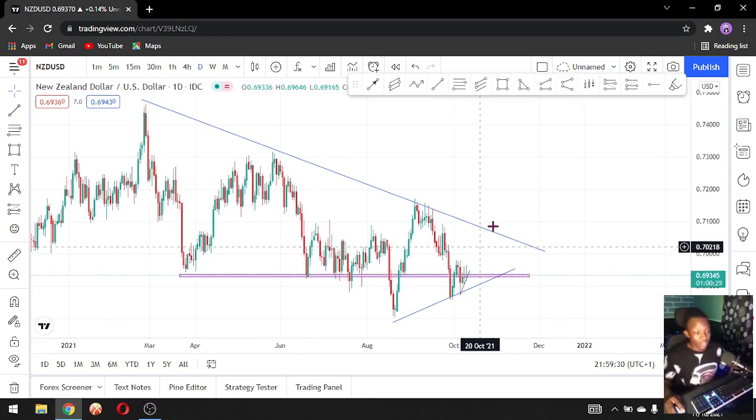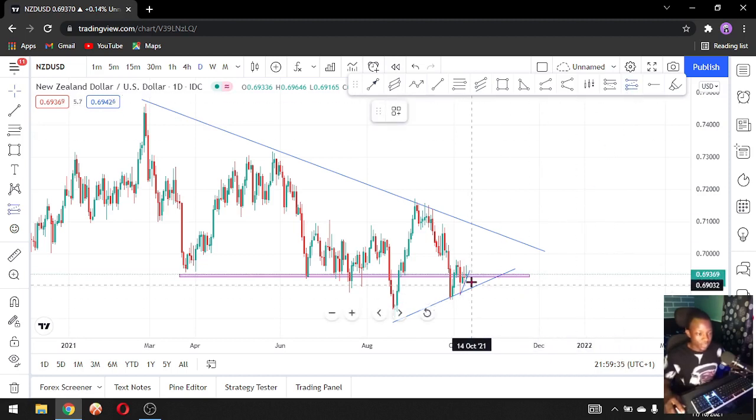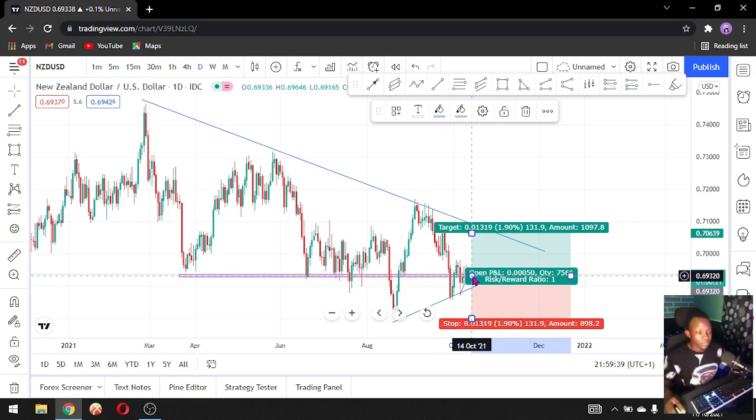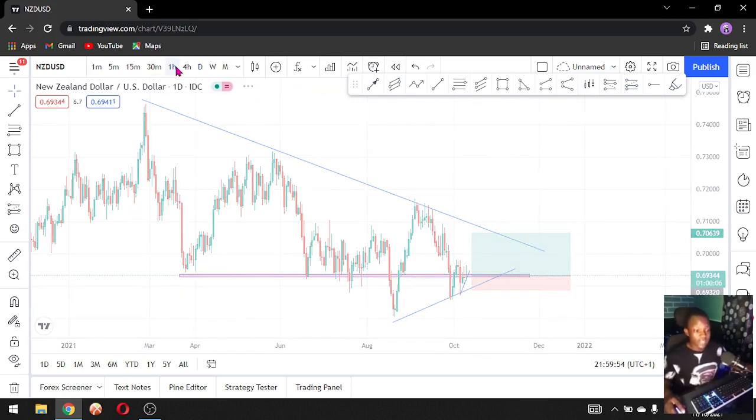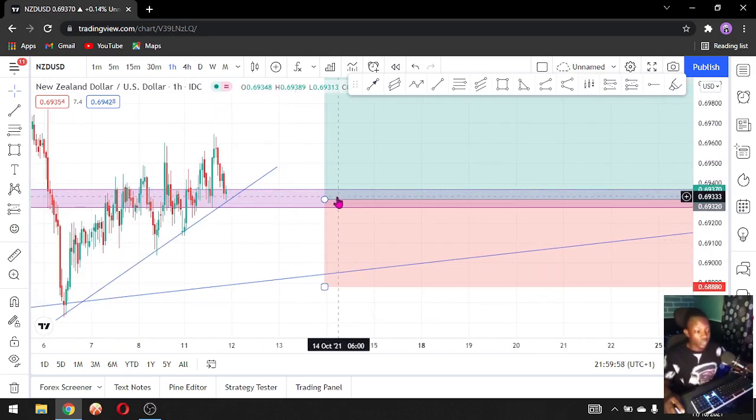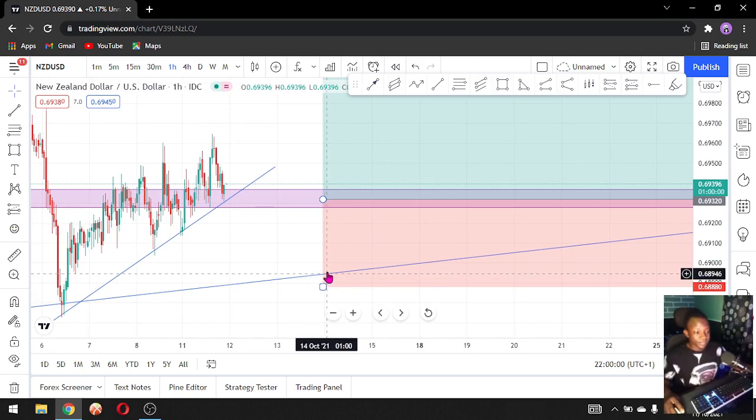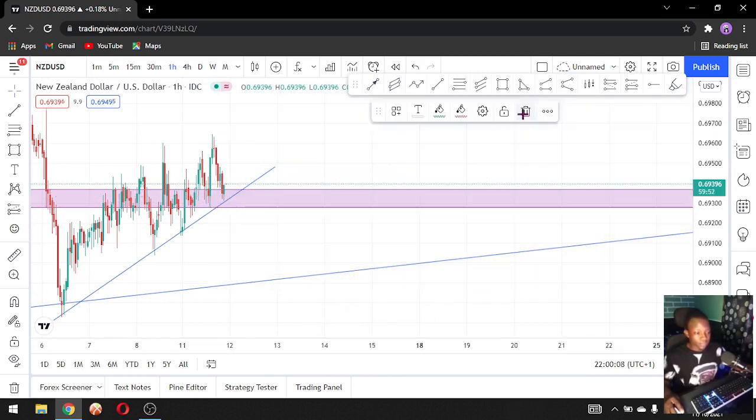If I draw my long position tool, here is the long position tool. If I draw it here, and if I go back to the 1-hour chart, I'll see that the distance from my entry to stop loss is huge. I'll now remove this tool.